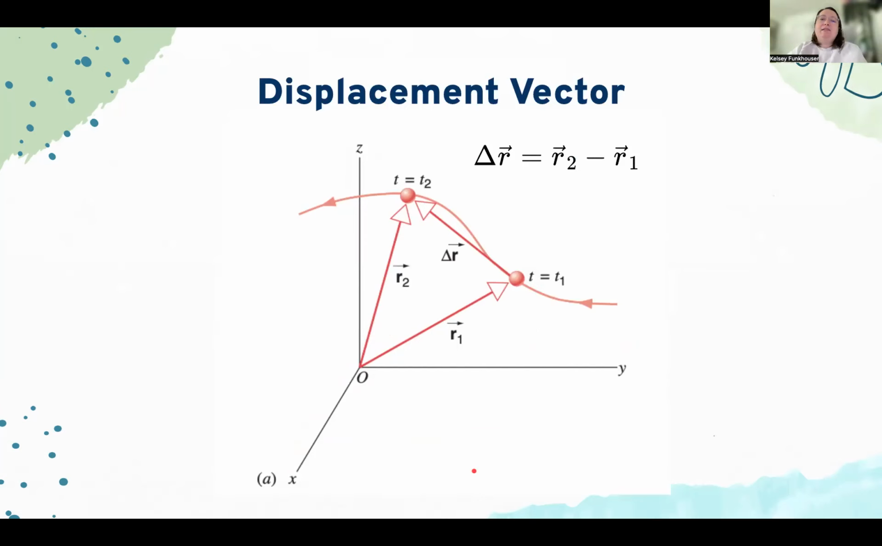Next is the idea of the displacement vector. So instead of one position of the particle, we have 2 positions on the path given by t1 and t2, or time 1 and time 2. We also have position vectors for the particle in each position, so r1 and r2. And the displacement vector is the difference between the 2 position vectors. And it's given by the symbol delta r.